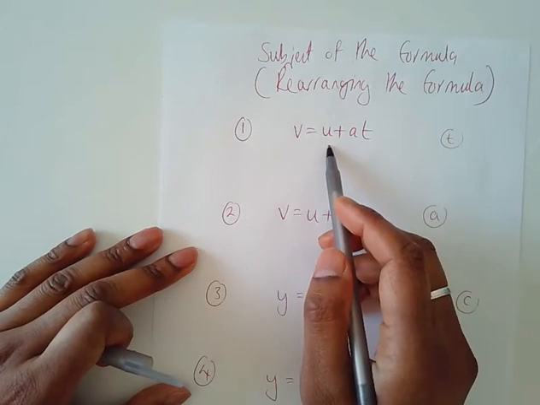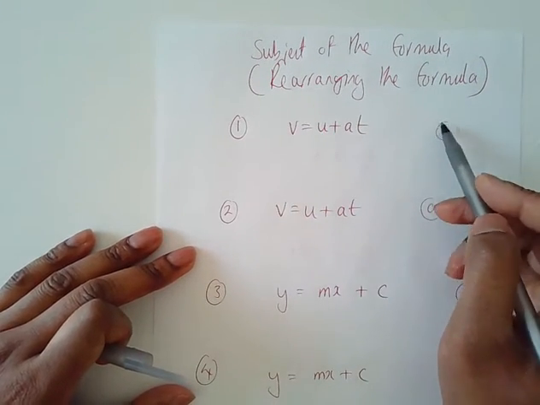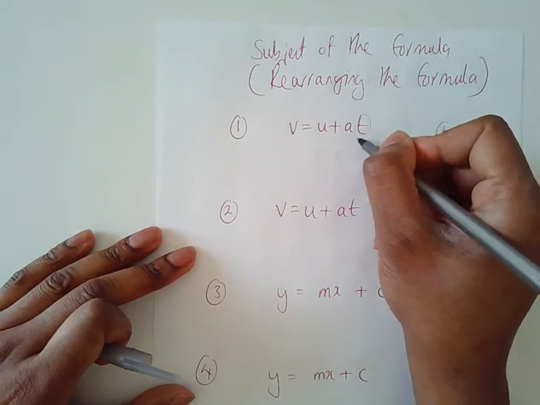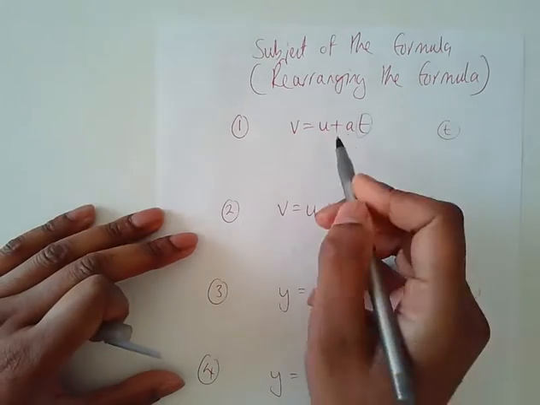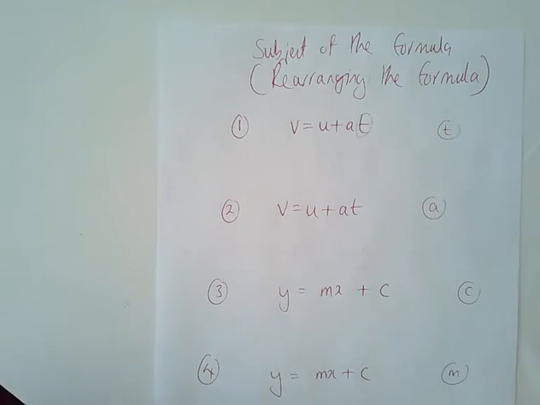The first question, in the first example, I want to make T the subject of the formula, this one. So I want that to be on its own. So that does not mean cross everything off there and say, look, now it's on its own. So what we do is we start rearranging it.